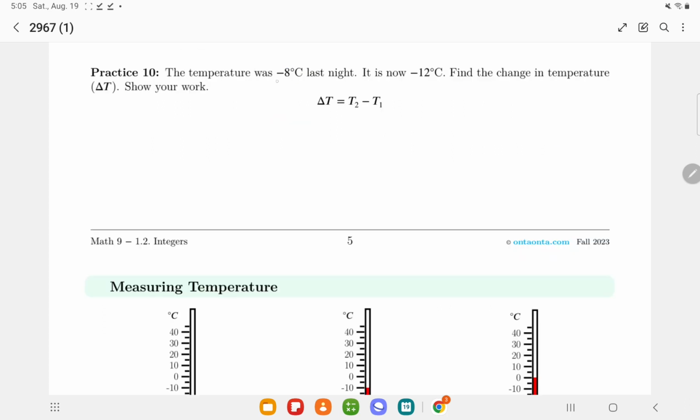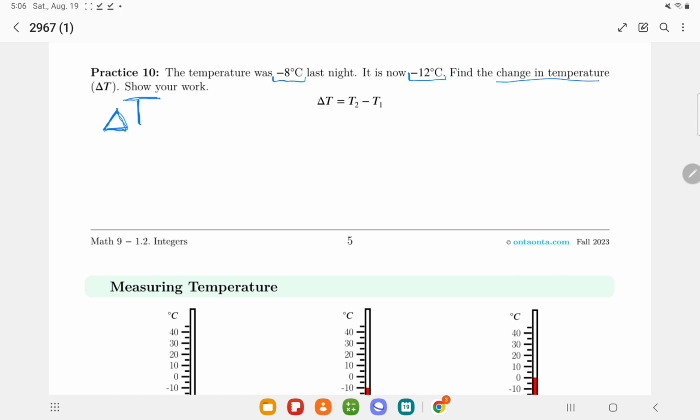The temperature was -8 degrees Celsius last night. It is now -12 degrees Celsius. Find the change in temperature. We represent it with delta. This is capital delta T. Change is this triangle delta, and capital T stands for temperature.